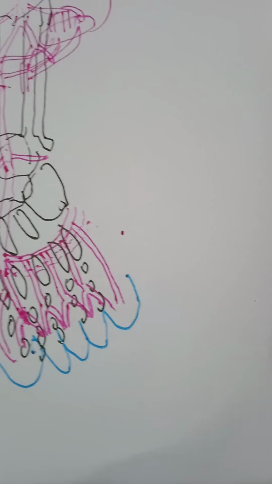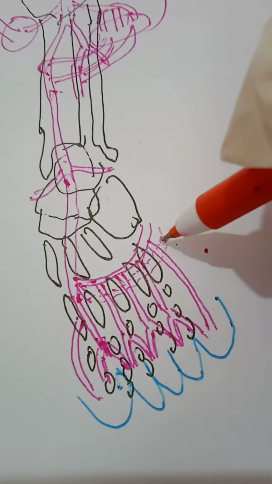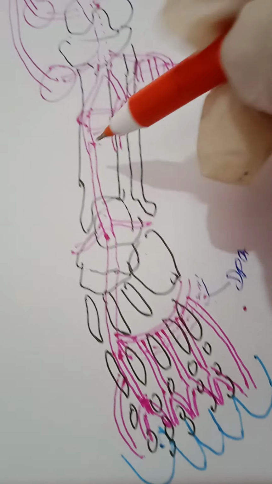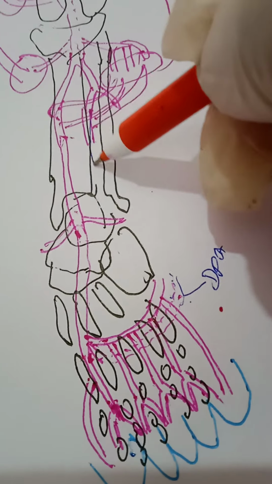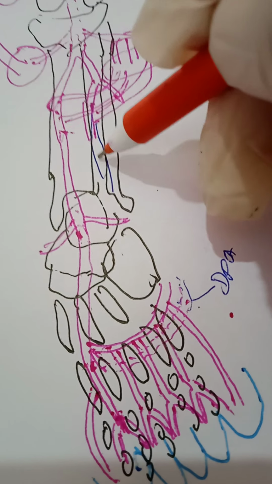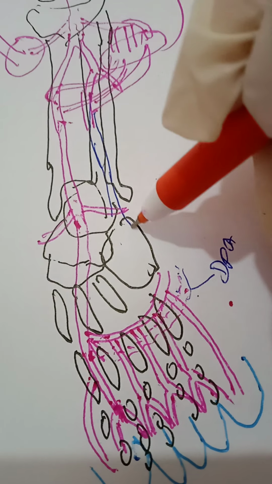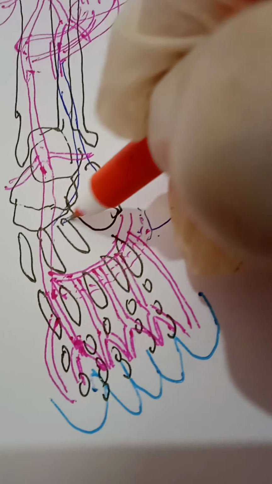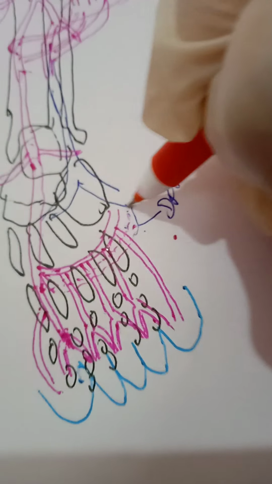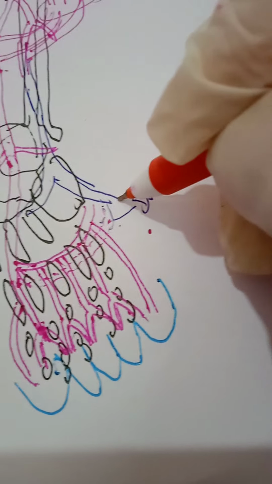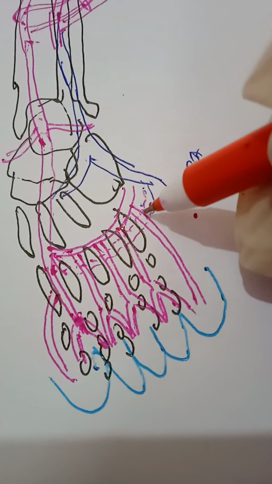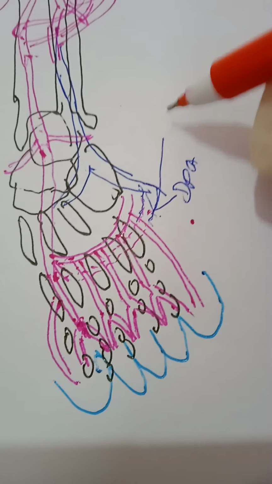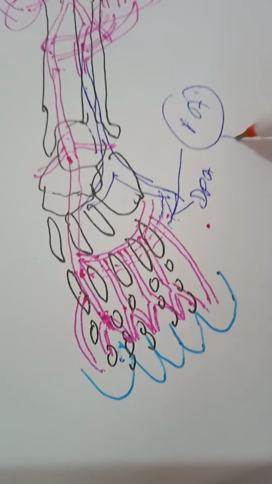Now this dotted line is the deep plantar artery, and this is our posterior tibial. This one is the posterior tibial, which gives two terminal branches on the plantar aspect. On the medial aspect this is the medial plantar, and on the lateral aspect this is the lateral plantar. Now this lateral plantar anastomoses with the dotted line, the deep plantar artery, and they form the plantar arch. So it is very important.